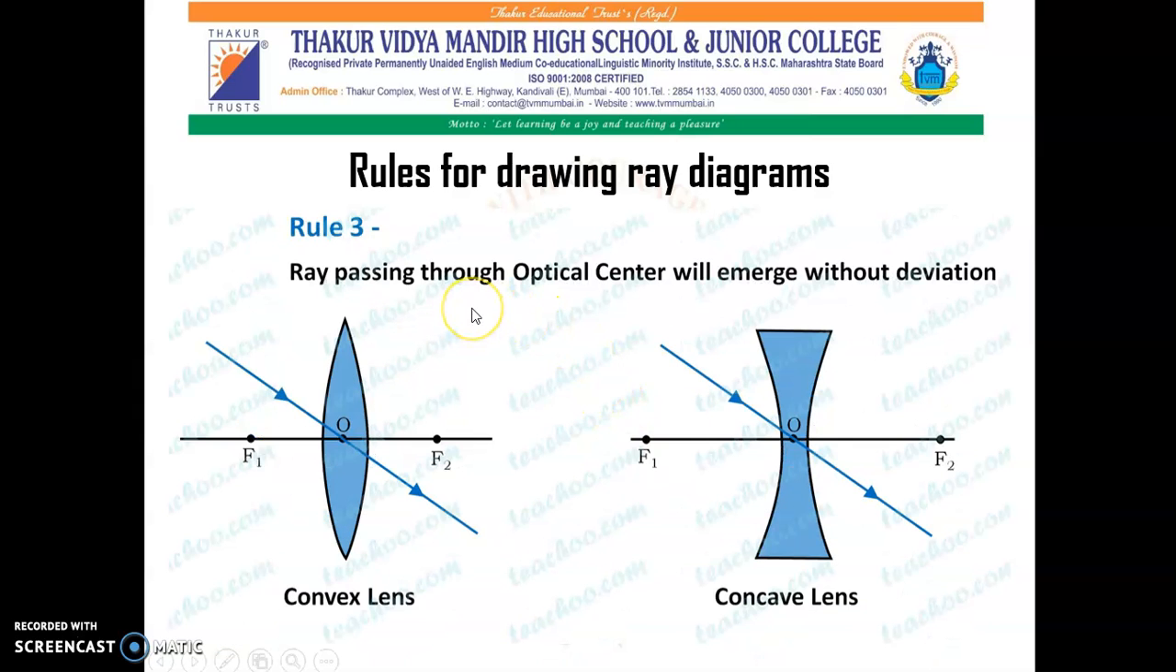Rule number 3. When the incident ray passes through the optical center of the lens, it passes without changing its direction. So the refracted ray is in the same direction as the incident ray. It is not changing the direction. For both convex and the concave lens, it is shown over here.